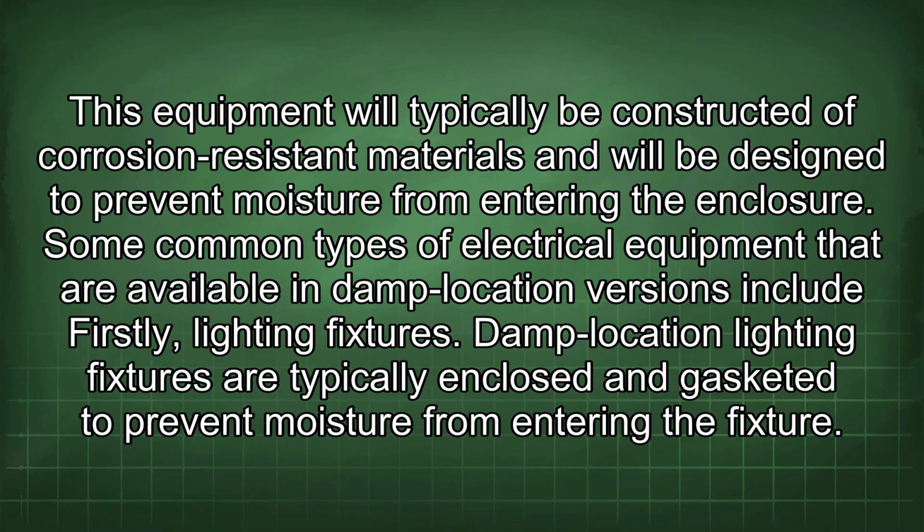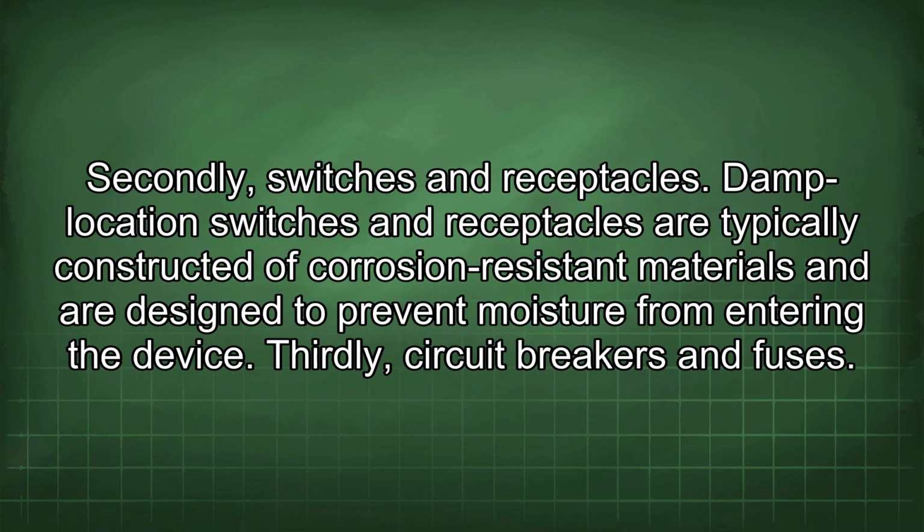from entering the enclosure. Some common types of electrical equipment that are available in damp location versions include: firstly, lighting fixtures. Damp location lighting fixtures are typically enclosed and gasketed to prevent moisture from entering the fixture. Secondly, switches and receptacles. Damp location switches and receptacles are typically constructed of corrosion-resistant materials and are designed to prevent moisture from entering the device.